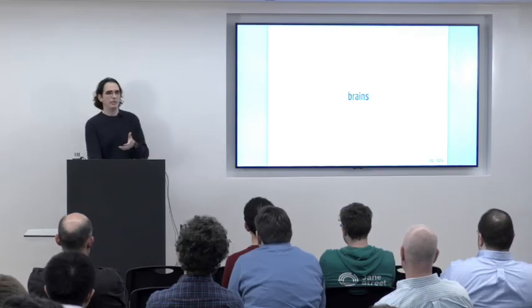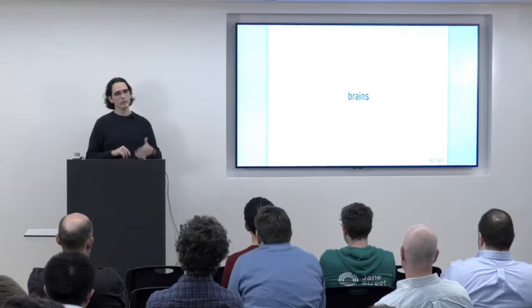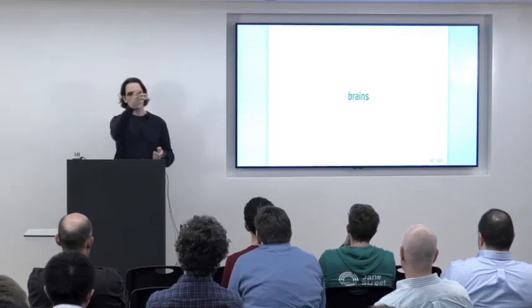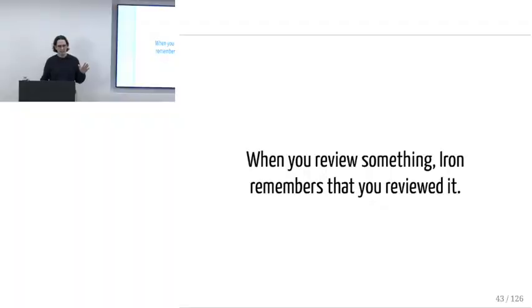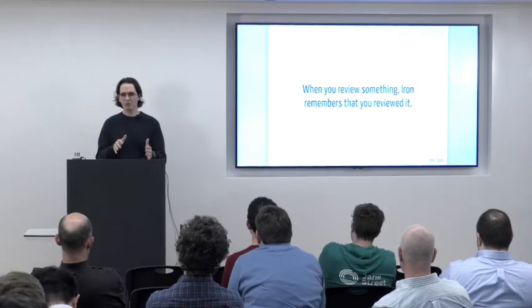As you review things, your brain changes. So if you read a commit, the diff from that commit is applied to your brain. You now have a new brain. So it's this mutable diff that changes over time as you do review. A very high-level summary of it is, if you review something, Iron remembers that you reviewed it, which is a stupid statement to make because it seems weird that all tools don't do this.